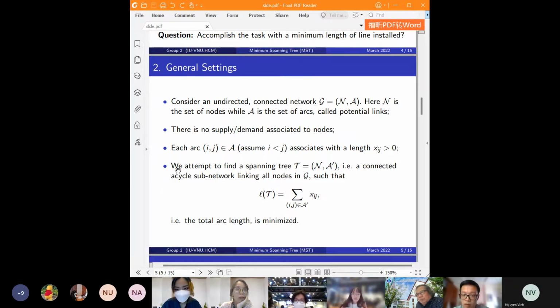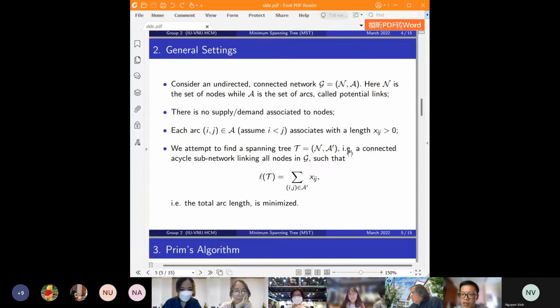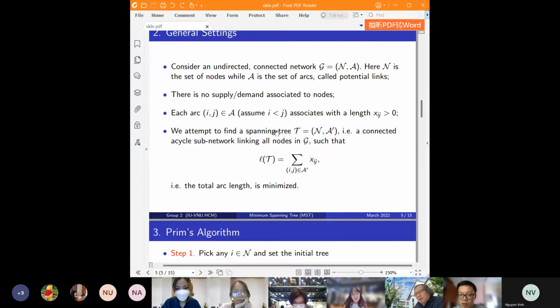And our goal in this problem is to find a spanning tree T, which is a connected acyclic subnetwork linking all nodes in the given graph G, such that the total arc length of this tree is minimal, which is why this problem is called the minimum spanning tree. I denote by L(T) the sum of the lengths of all arcs in the given tree. So that is our goal. We are given a graph and we want to find a minimum spanning tree on that graph.